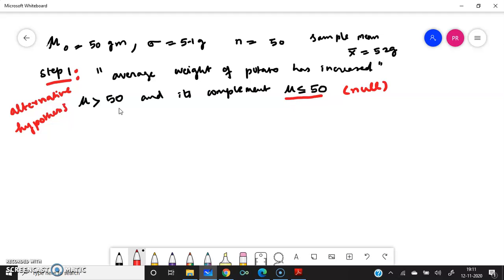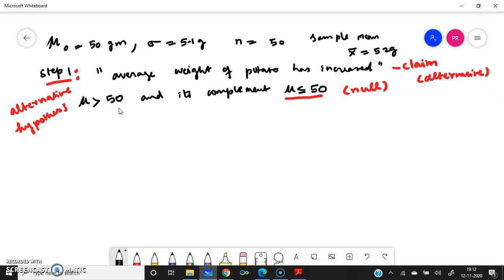Understood? The average weight of potato has increased, therefore we have taken mu greater than 50, and the complement also. Since the complement contains the equality sign, we take the complement as the null hypothesis and the claim as the alternative hypothesis. This is our claim, which we ultimately want to establish, so this will be our alternative hypothesis.